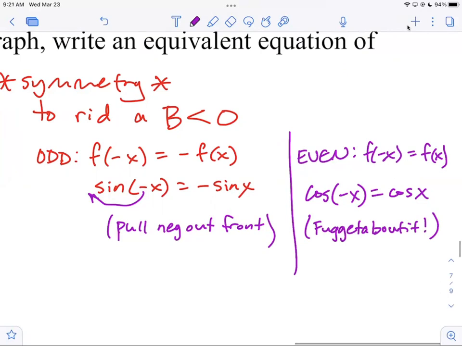All right. So for sine, you pull the negative out front. But for cosine, you forget about it. One word. Dog County. I like dog. I like that. Yeah. Okay.